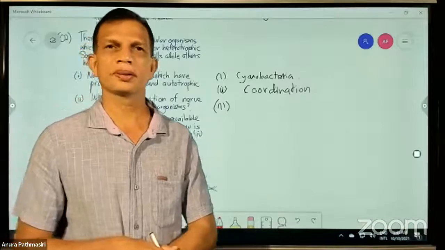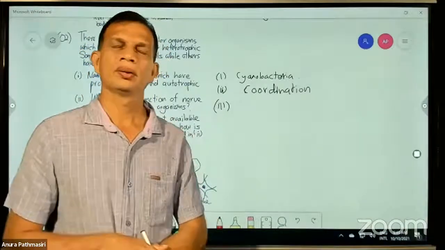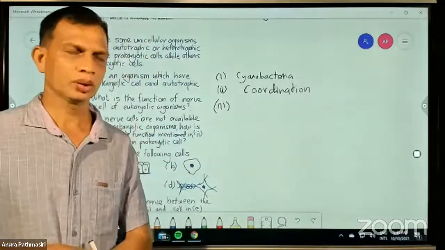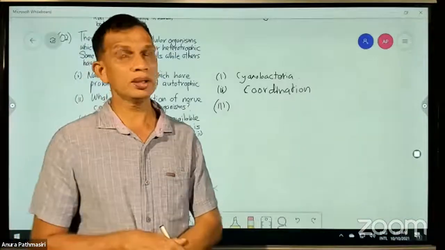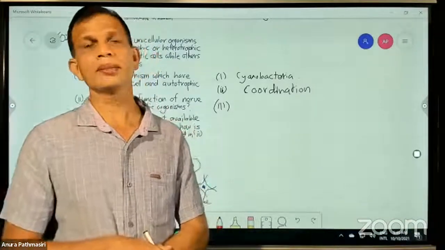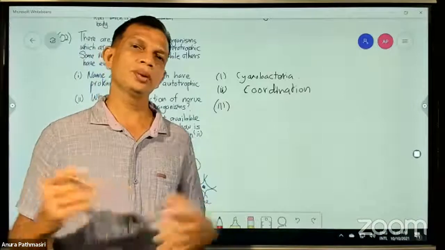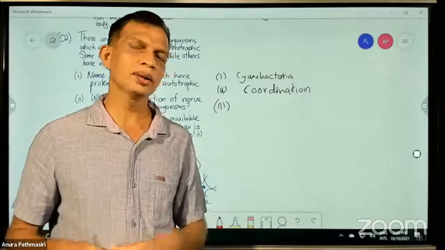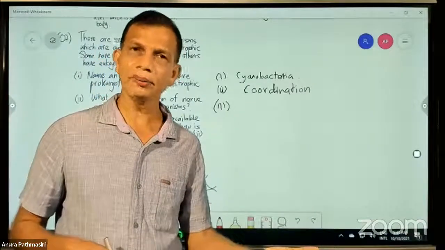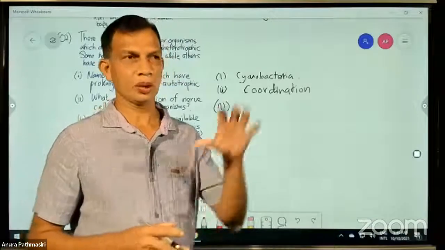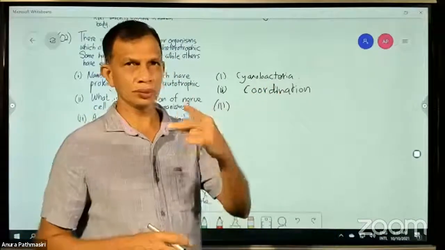What is insulin? It's a hormone. What is the function of a hormone? Coordination. And what is insulin? It's a chemical compound. And how is the coordination done then? By the chemical compound.